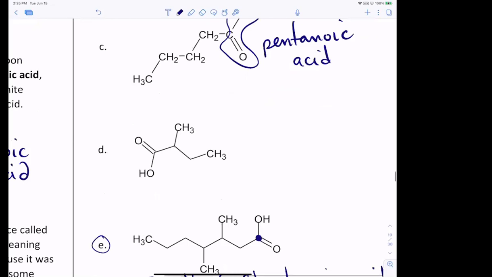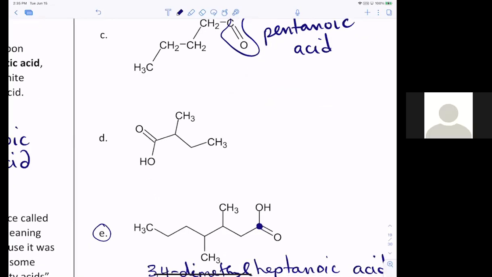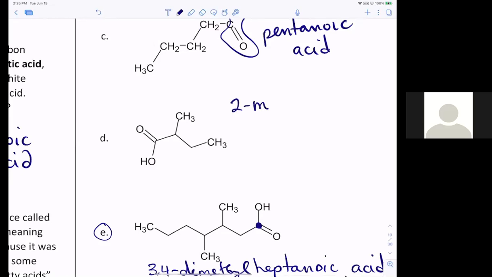LJ, what's D? 2-methylbutanoic acid. Yep. Again, you can see the carboxyl group. And 1, 2, 3, 4 carbons in the parent chain, so butanoic acid. Starting from the carboxyl group, the second carbon has the methyl branch.